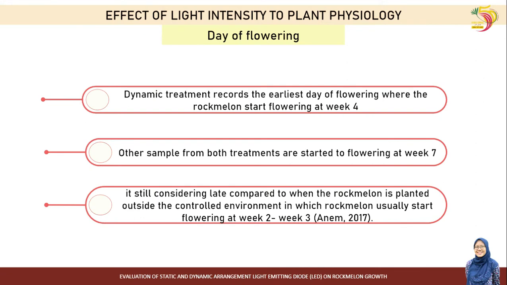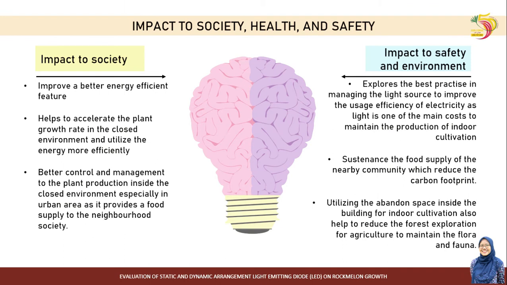Next is the effect of light intensity on day of flowering. The dynamic treatment recorded the earliest day of flowering, where the rock melon started flowering at week 4, and other samples from both treatments started flowering at week 7. However, it is still considered late compared to when rock melon is planted outside the controlled environment, in which rock melon usually starts flowering earlier. Next is impact to society, health and safety.